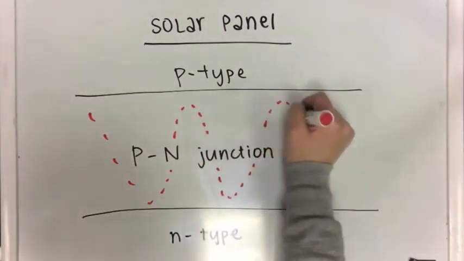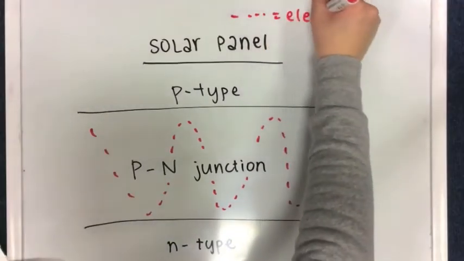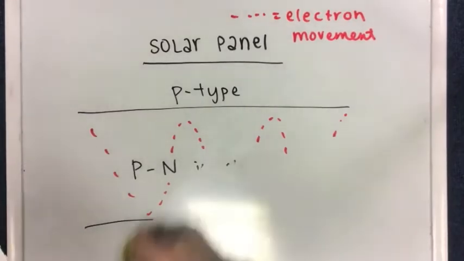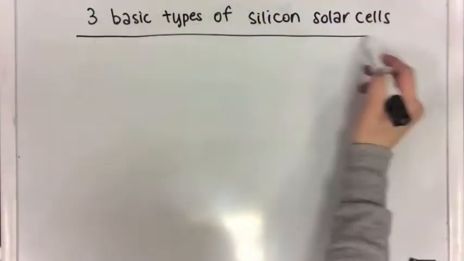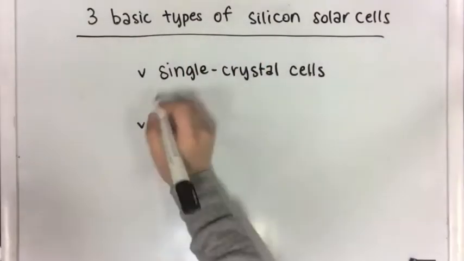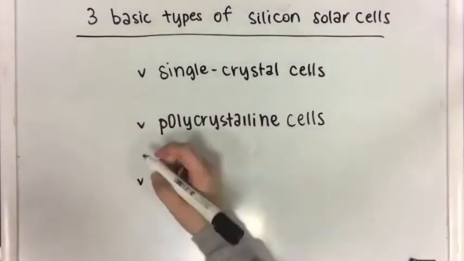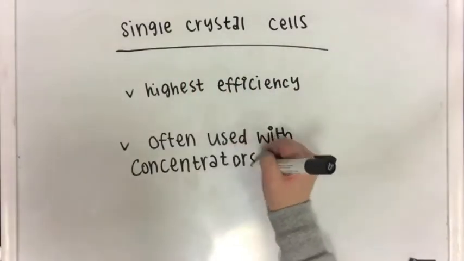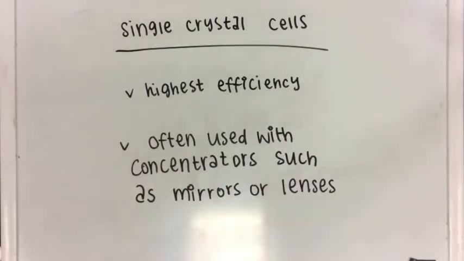There would normally be a bunch of PV cells grouped together instead of just one PV cell, as a single PV cell can produce less than 2 watts of power, which is literally just about 4% of the sunlight absorbed by the panels. There are three main types of silicon solar cells: single crystal cells, polycrystalline cells, and amorphous silicon. Single crystal cells produce the highest efficiency cells and are often used with concentrators such as mirrors or lenses.